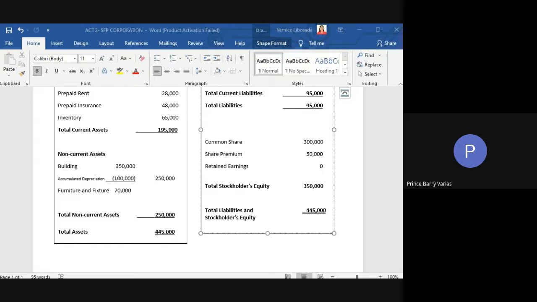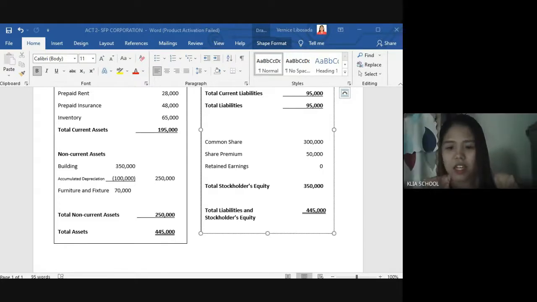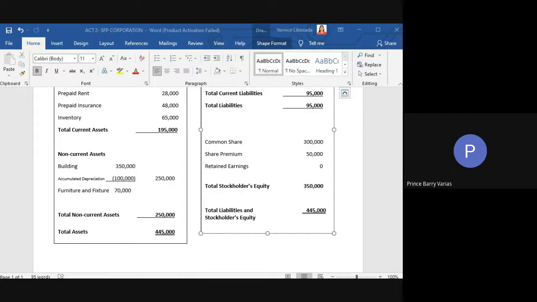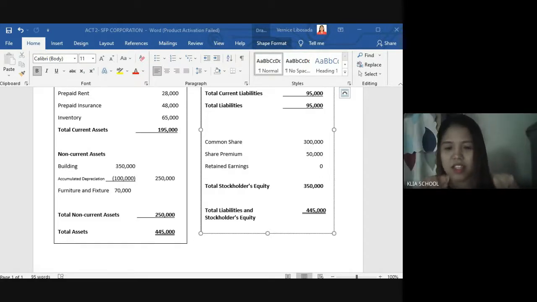22 po, sir. Okay, 22. Saan ka nagkamali? Sa mga banners po. Sa banners. Okay. So, very good for all of you. May question pa po sa ating SFP before we close this discussion po.